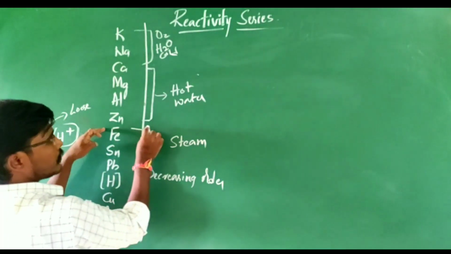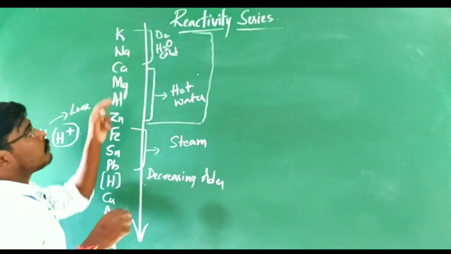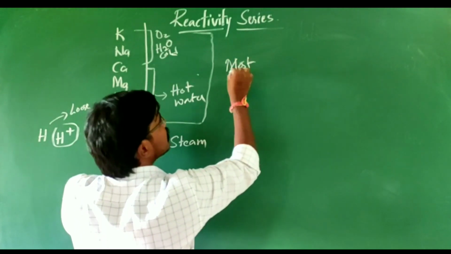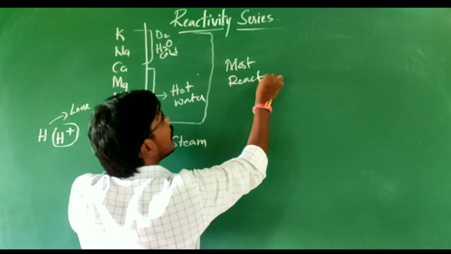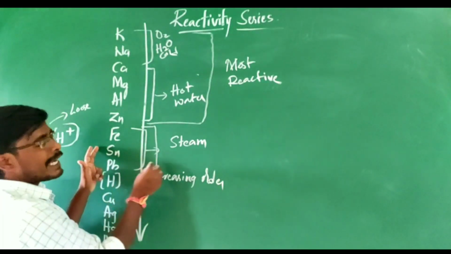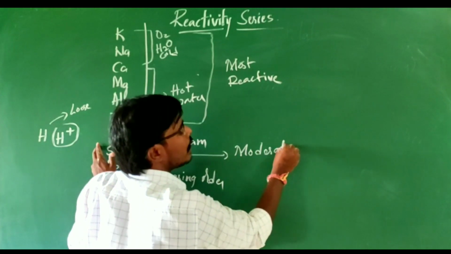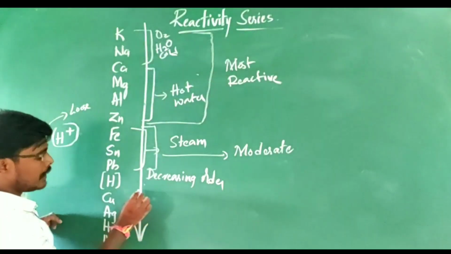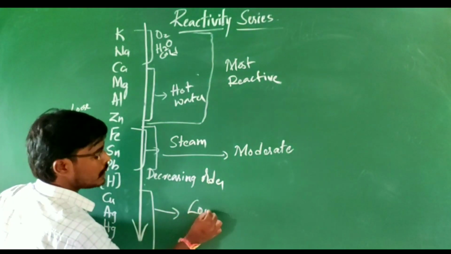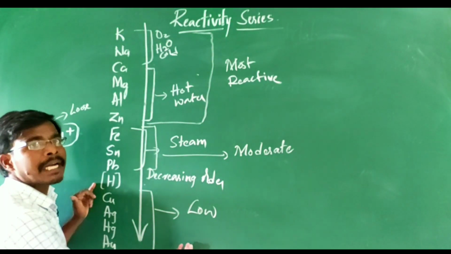We can say that from potassium to zinc, those are the most highly reactive elements. From iron to lead, we can say these are moderately reactive elements. And copper and below, these are low reactive. The elements which are below hydrogen are all low reactive elements.